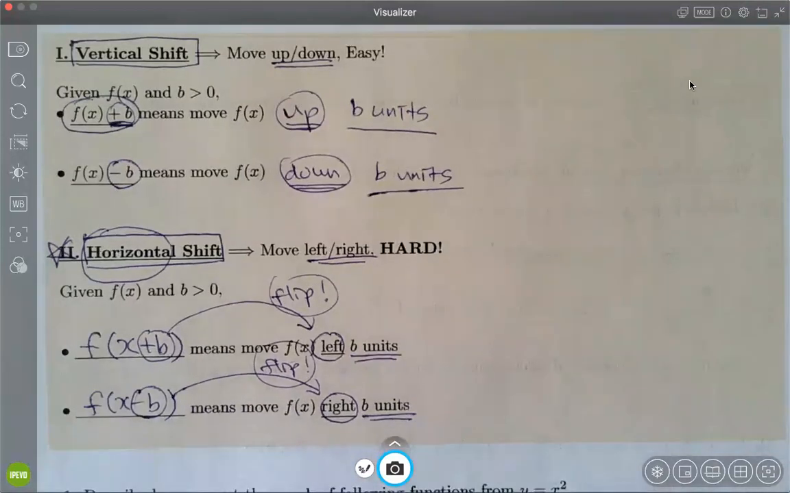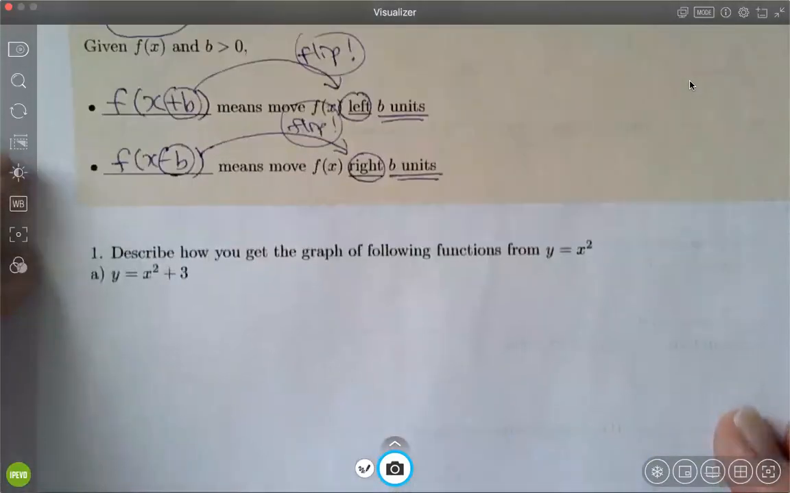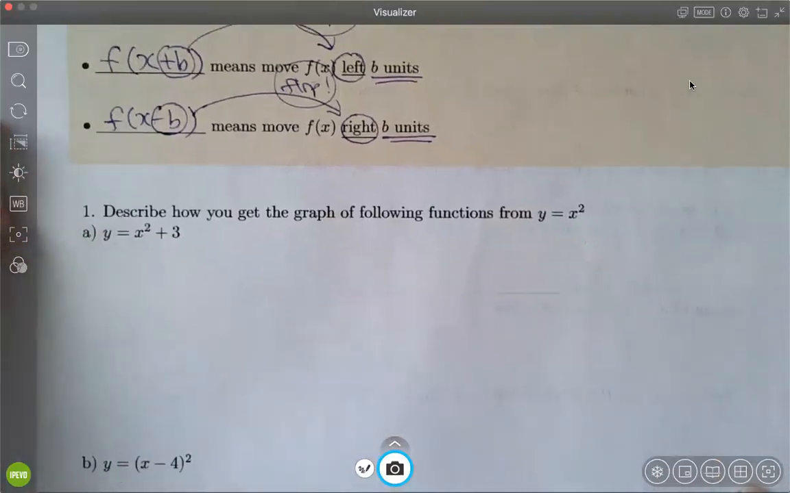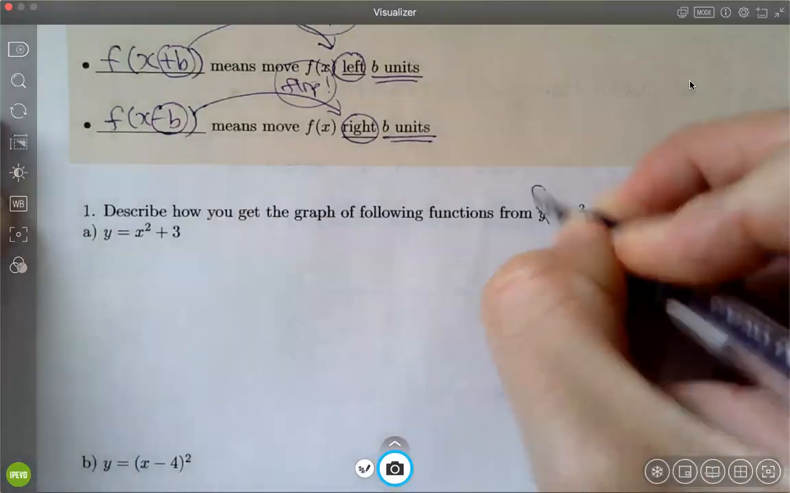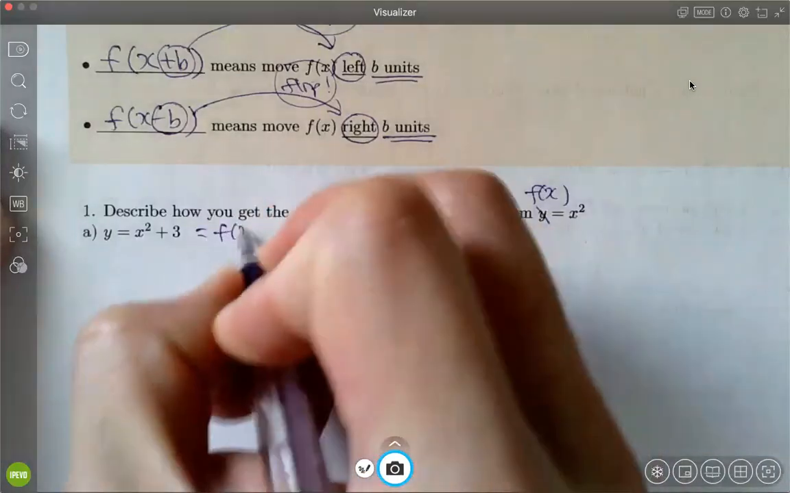So the typical problems that you will see in the homework about this section is something like this. Describe how you can get the graph of the following new functions from x squared. Okay, so here, just for simplicity, let me call f of x to be x squared. Okay, so part A, it's x squared plus 3. So what does that mean? This is f of x plus 3, right?